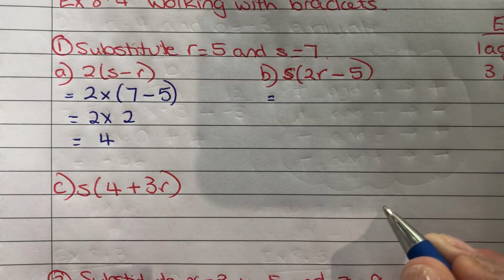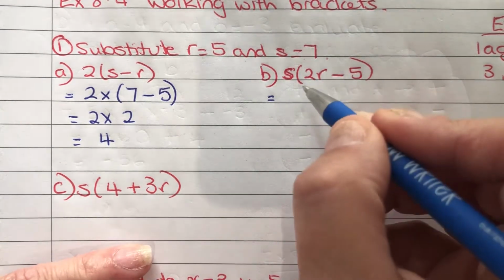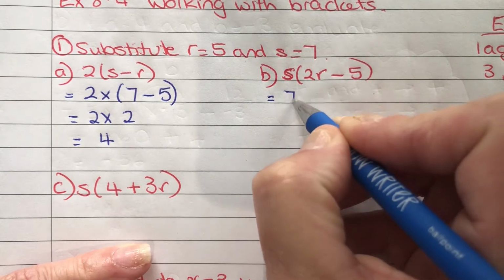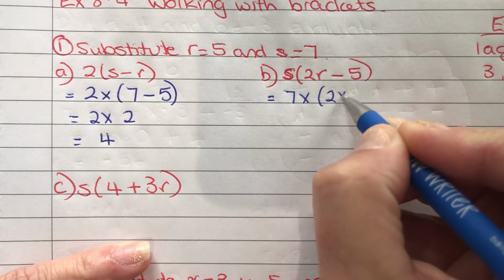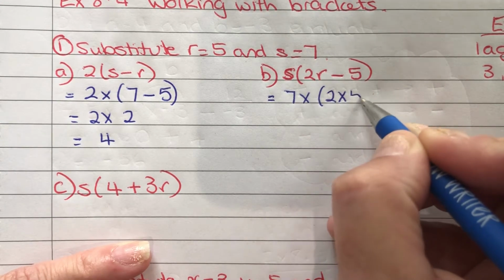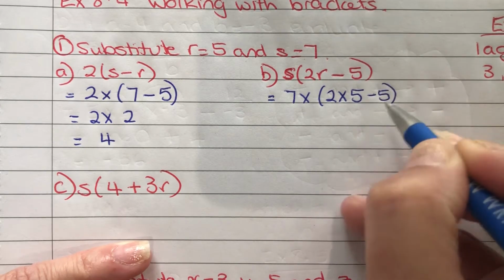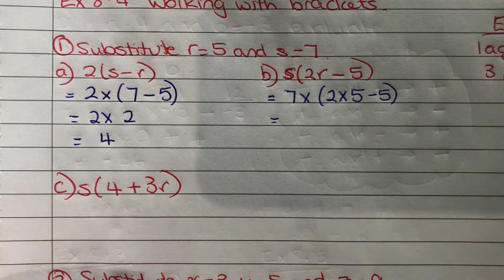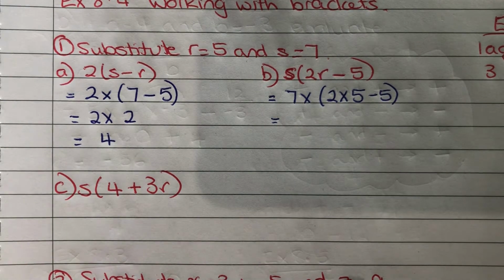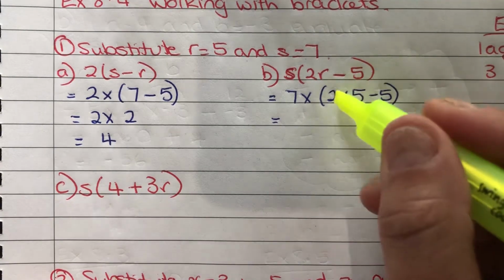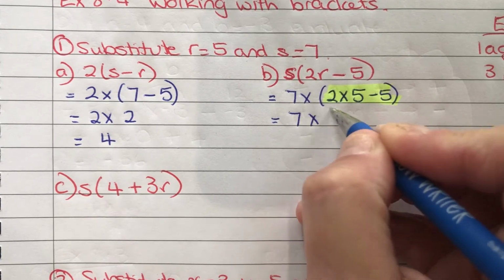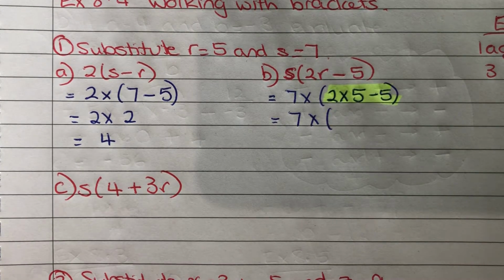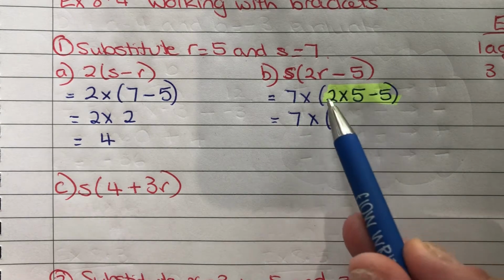All right, so we can put all the values that we know in straight away. So we have S, which is 7, times, inside our bracket, 2 times again, because it's sitting right next to the R, 5 minus 5. So let's have a look here. From BIDMAS, I just need my highlighter. From BIDMAS, we know that we do the brackets first. So don't think about the 7 yet. We want to do what's inside the brackets first. So I'm going to write 7 times, and then I'm putting the bracket down because there's 2 things inside the bracket. Now inside the bracket we do BIDMAS as well.